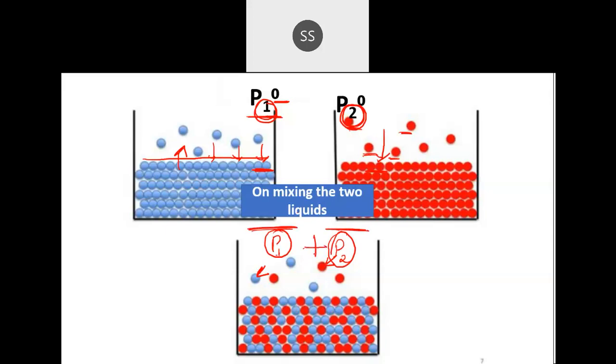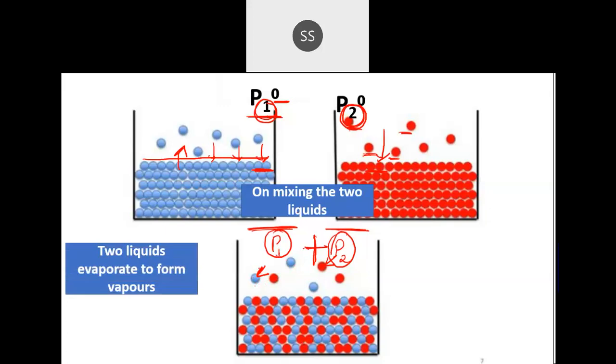I can write this as P1 plus P2. Yes, very good, you have said it's a combination of both, so it will be P1 plus P2. We are not using the naught part here, so that will be the total pressure. But what about the pressure exerted by one component? We will not talk about the total now; total I will talk about later. What about the one?